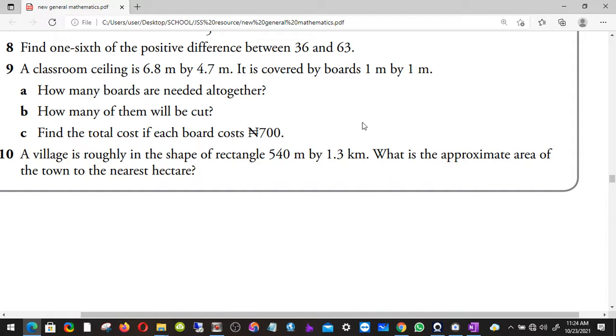6.8 times 4.7. So, what about one meter by 1 meter? What happens to that? Have you not solved questions like this in Hidden Fact? When they wanted to arrange bars of soap in a stadium, in a football field or something. How do they solve it?